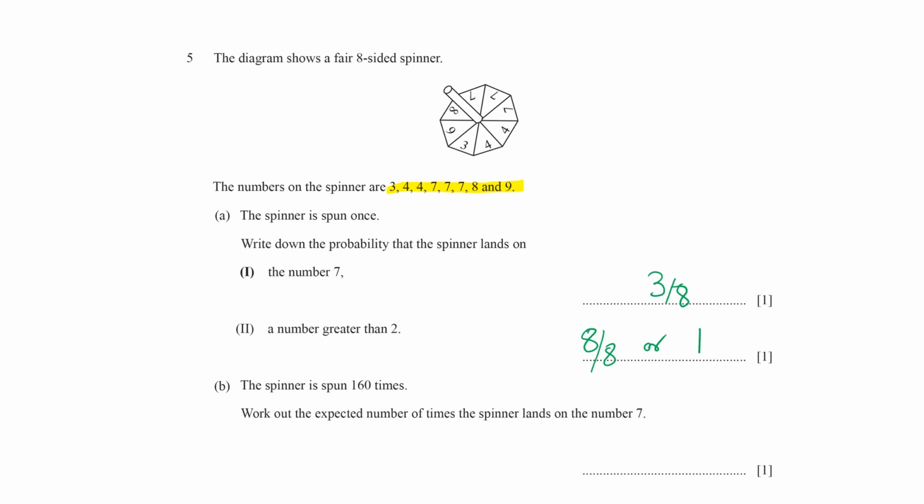So now what's the probability of getting the number 7? It's 3 by 8, right? How many times are we spinning over here? 160 times. So it's going to be 480 divided by 8. Hence the answer will be 60. That means if we spin the spinner 160 times, out of those 160 times, expectedly 60 times it's going to show you number 7, right?